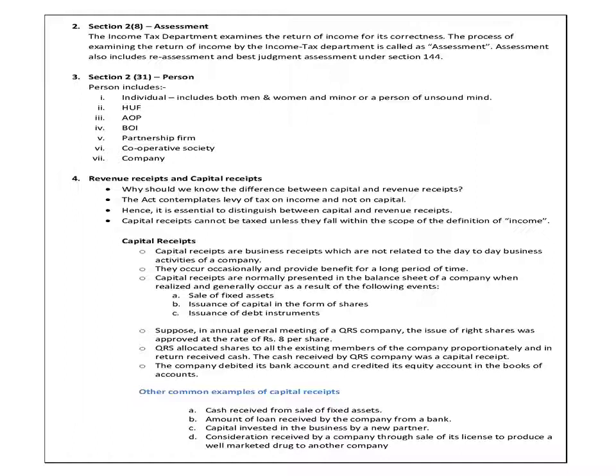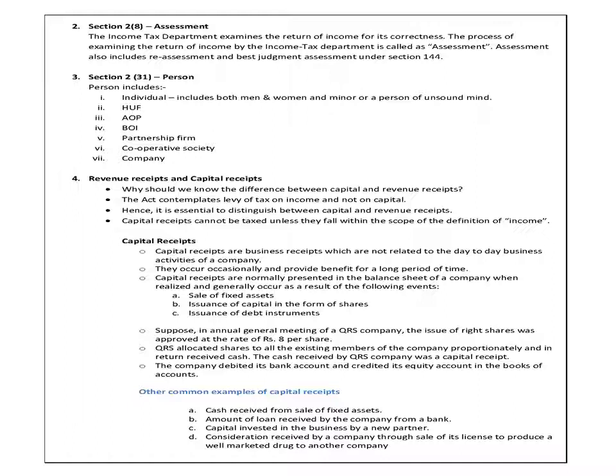Capital receipts cannot be taxed unless they fall within the scope of the definition of income. They have given a definition for income. Only if the capital receipts fall within the definition of income will such capital receipts be taxable. Tax is levied only on income, not on capital. Please remember this, very very important. That is why we have to know the difference between a capital receipt and a revenue receipt. Only for the revenue receipt is tax levied. For capital receipt, tax is not levied.